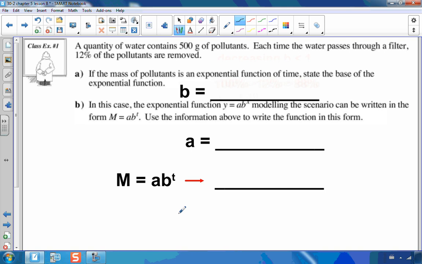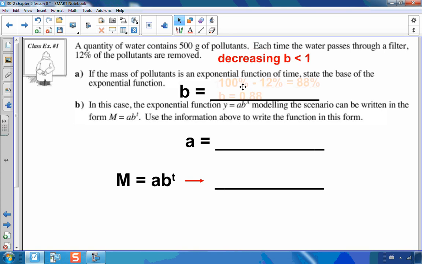Okay, so let's try an example here. So we have a quantity of water and it has 500 grams of pollutants. Now each time water passes through a filter, 12% of the pollutants are removed. So since they're being removed, that means that I am decreasing, which means my base will be less than 1. So to figure out what the base is, it's going to be going down by 12%. So that's going to be 100% minus 12%, which is 88%, making my base as a decimal 0.88.